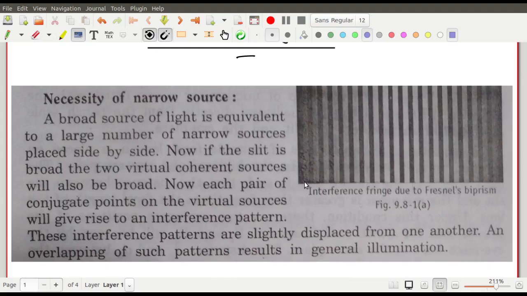So as I have said, there will be some pair of sources created, conjugate points, and they will interfere. So a number of fringe systems will be produced over here, and they will be overlapping with each other, and that is why you will get a general illumination over here instead of a fringe system. So that's it, and finally thanks to all.